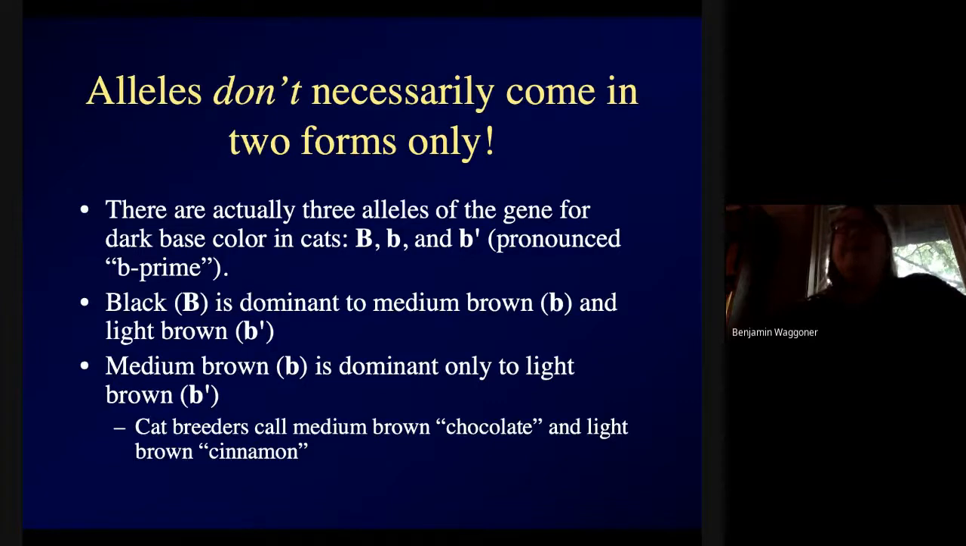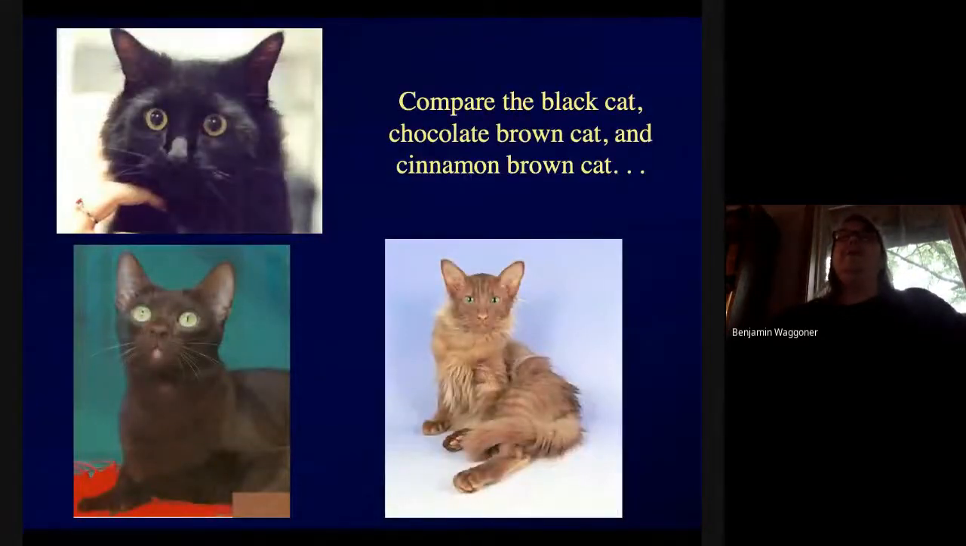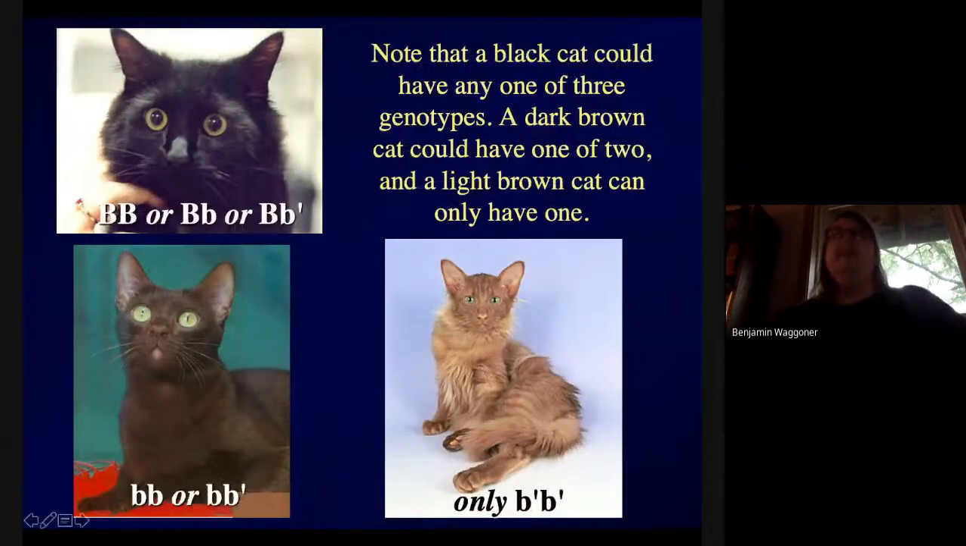And then light brown is recessive to everything. The only genotype of a light brown cat would be little b prime, little b prime. Breeders refer to these, by the way, as chocolate and cinnamon. And there's what they look like. There's a black cat up at the top left, which could have any one of 3 different genotypes. There's a dark brown cat at the lower left that can have any one of 2 genotypes, and then there's only one way to get a light brown cat: to be homozygous for the light brown allele.